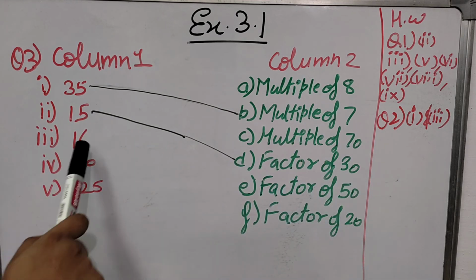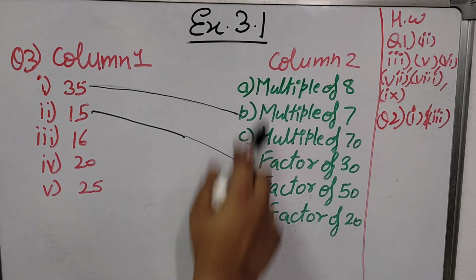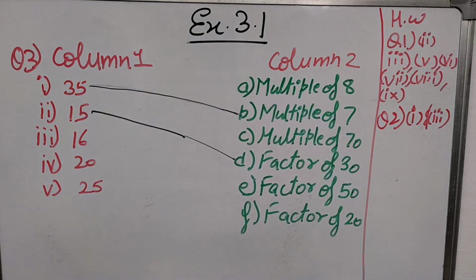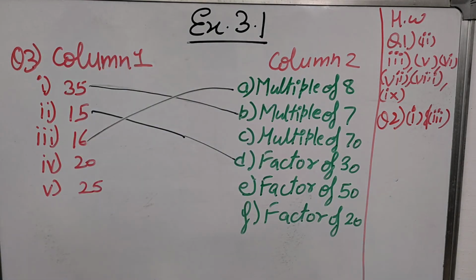Next we have 16. Let's check for 16. 16, factor of 50. Can we divide 50 with 16? No, we cannot. Factor of 20. Can we divide 20 with 16? No, we cannot. So what we are left with? Multiple of 8. Can 16 be a multiple of 8? Yes, 8 2s are 16. So 16 is a multiple of 8. So this 16 is matched with multiple of 8.